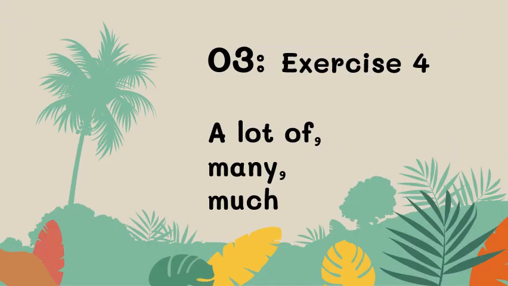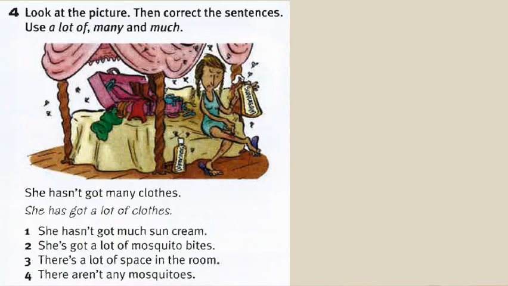Alright. Okay, next. Exercise 4. This one is a lot of, many, and much. Okay, look at the picture. Then correct the sentences. Disuruh tengok gambar ni and then correct the sentences. Disuruh betulkan ayat-ayat ni. Which means all 4 of these, okay, all these 4 sentences adalah salah. So disuruh you betulkan. Use a lot of, many, and much. Okay, so jawapan dia hanyalah 3 ni je.